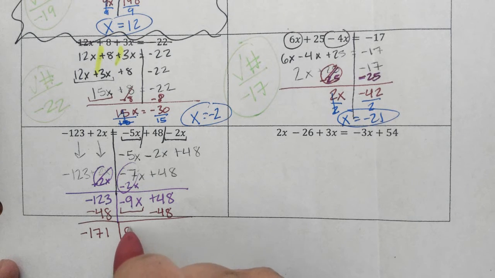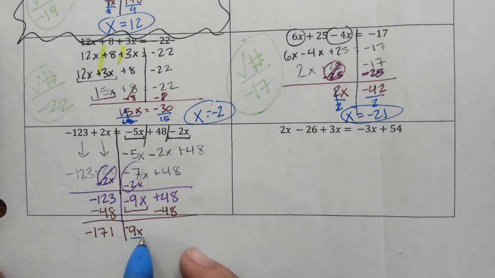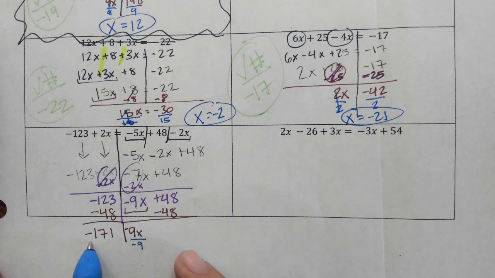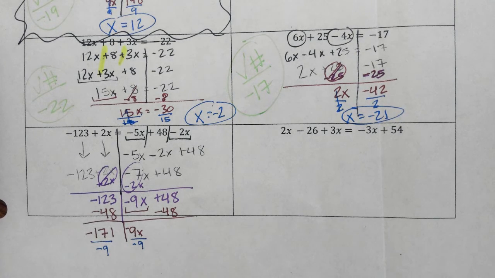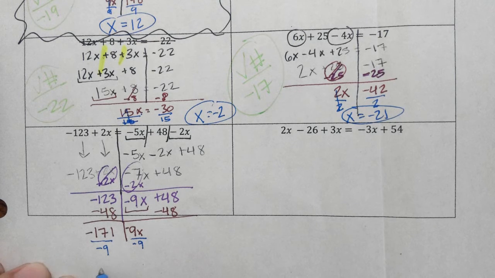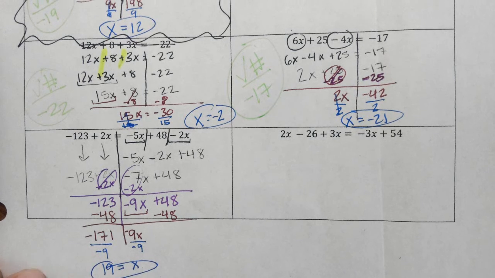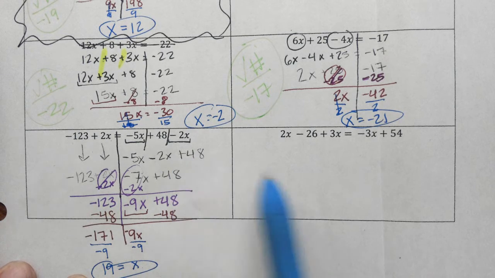And then that should equal a negative 9x. To get rid of this negative 9, this is multiplication right now, so to undo it, we divide by negative 9. And negative 171 divided by negative 9 is a positive 19. So we have 19 equals x. Just to conserve some time, if you checked this, you would find that you're correct.